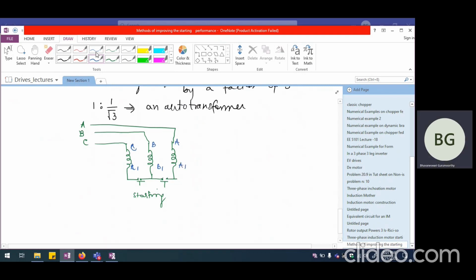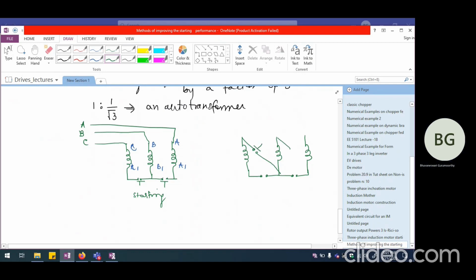So these are the A, B, C phases. Whereas during running condition, what is going to happen is, let us say these are the three-phase windings, and we had these two switches which will be opened up during running condition, and we will have one switch here which will be closed, and the second switch here which will also be closed during running condition, and this will be the third switch which will also be closed during running condition.